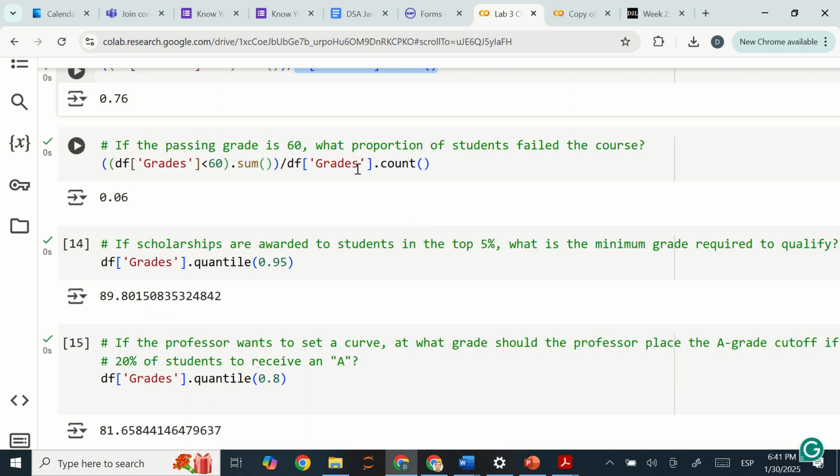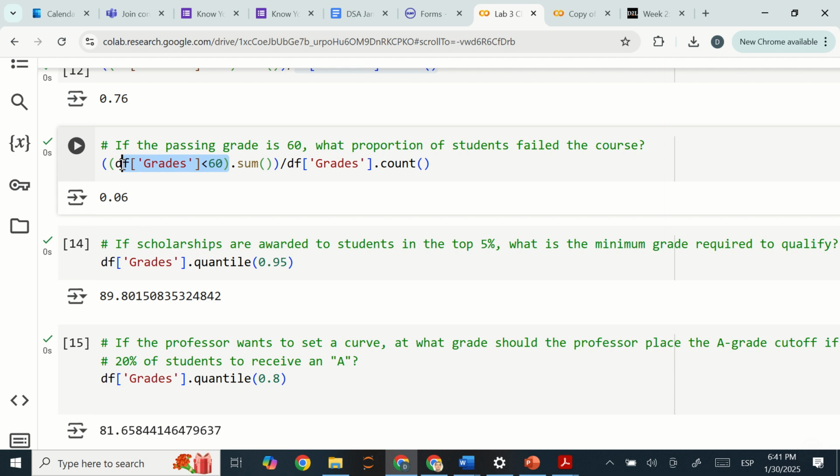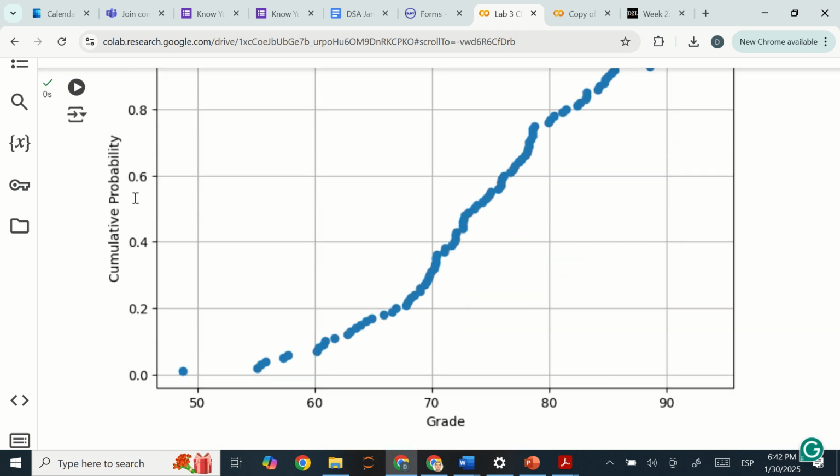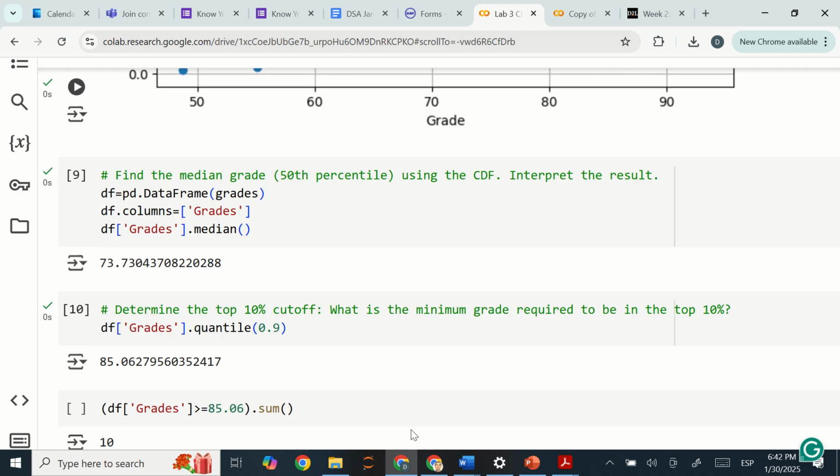If the passing grade is 60, what proportion of students fail the course? It's similar here: you count the number of students below 60 and you find the percentage. In this case, it's 6%. You can validate everything with the CDF plot, because that's the idea of this plot, to be able to check and get an idea real quick of a percentile, of a cumulative probability.